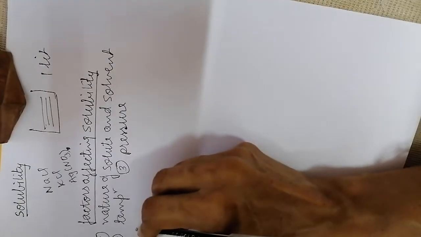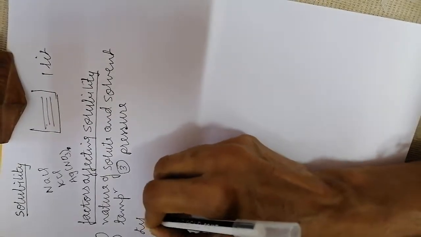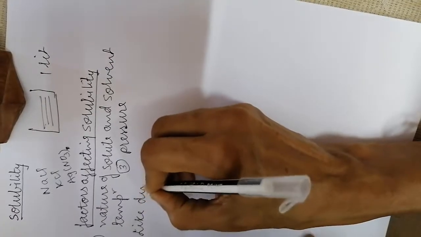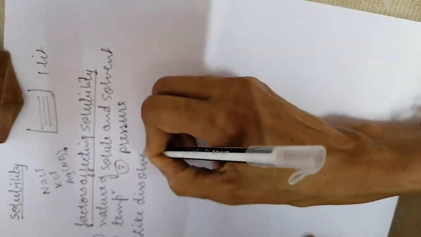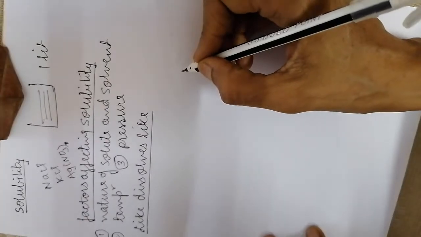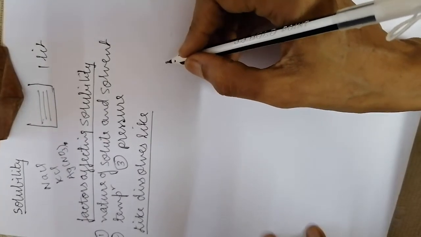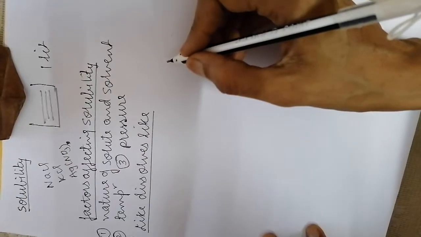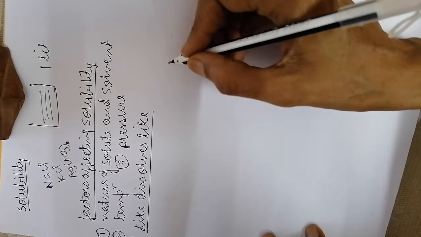One rule is there for solubility: like dissolves like. What is this like dissolves like? There are two types of solutes and two types of solvents: polar solutes and polar solvents, non-polar solutes and non-polar solvents.